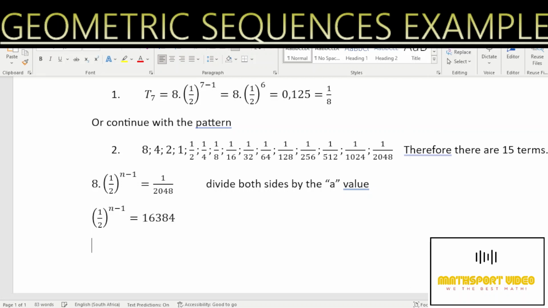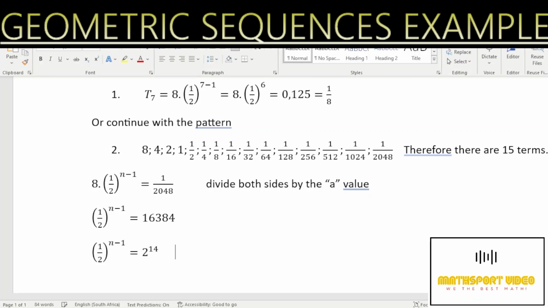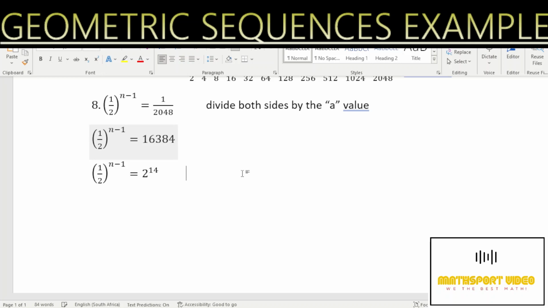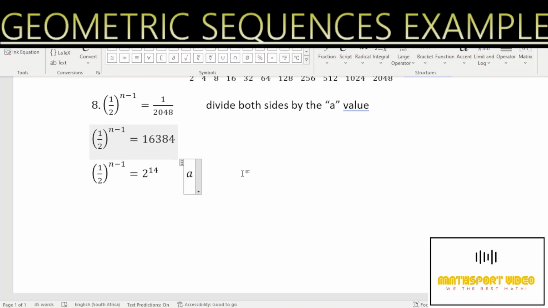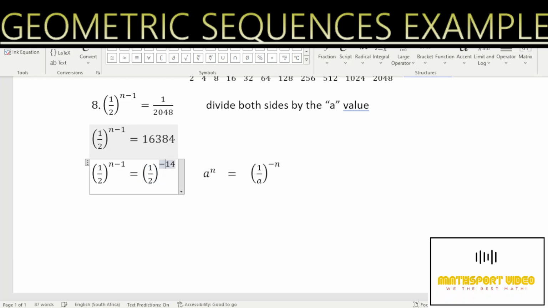Okay, so we can write this then as a half to the power of n minus 1 equals 2 to the power of 14. Now, it's very useful to remember that if we have a base with a positive exponent, we could reciprocate the base and write it as 1 over what it is, and then change the exponent into a negative number. Now we can take 2 to the 14, take the 2, and write it as a half. Now we need to change 14 into negative 14.